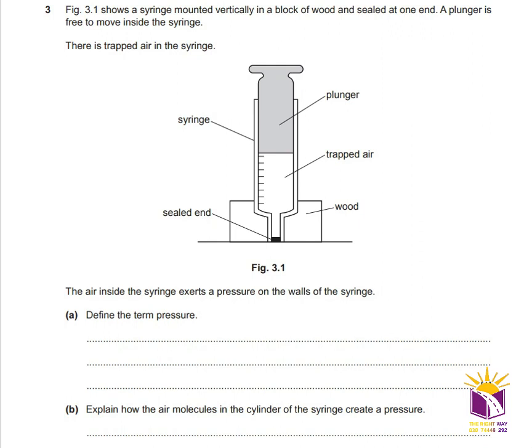Question number 3. Figure 3.1 shows a spring mounted vertically in a block of wood and sealed at one end. A plunger is free to move inside the syringe, in which there is trapped air. The air inside the syringe exerts a pressure on the walls of the syringe. Define the term pressure. So we know that pressure is force per unit area, or we can say force divided by area.